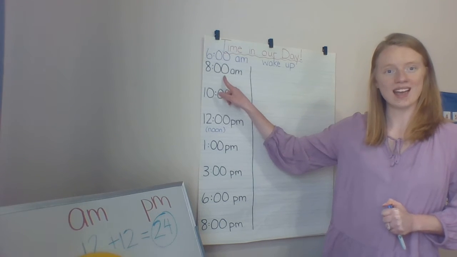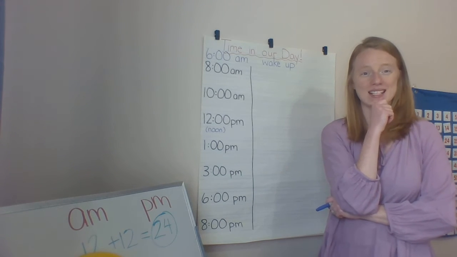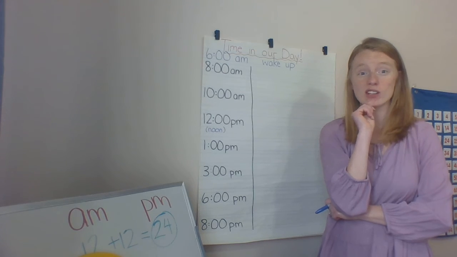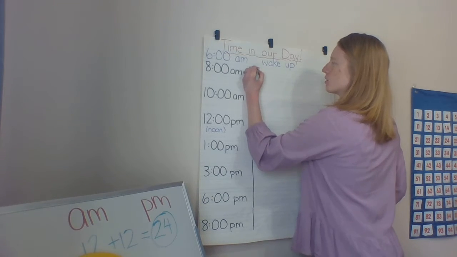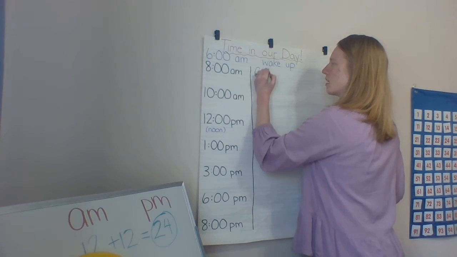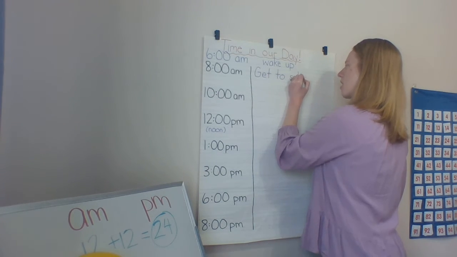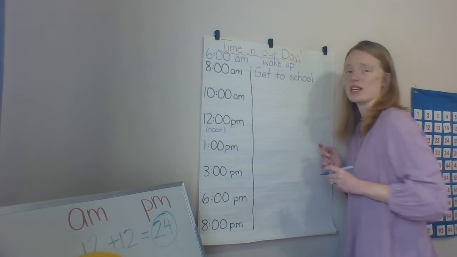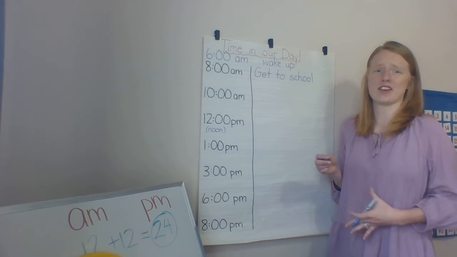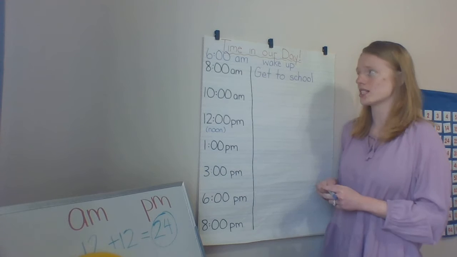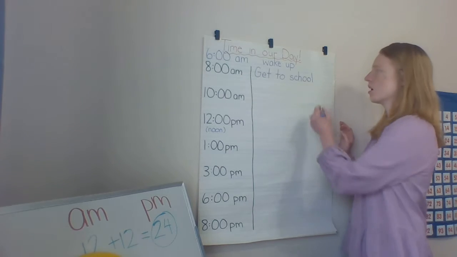What are we all doing at 8 o'clock a.m.? What happens at 8 o'clock in the morning on a school day? We get to school. So I'm going to say get to school. I might get to school in my car or on a bus. I might go get breakfast from the cafeteria if I haven't had breakfast yet. I will go and give Miss Kay a huge hug since it's been so long since we've seen each other, and then get started on my morning work. So at 8 o'clock in the morning, I get to school, okay?